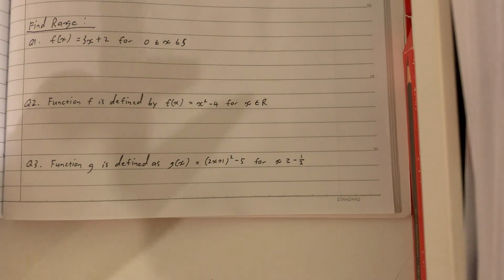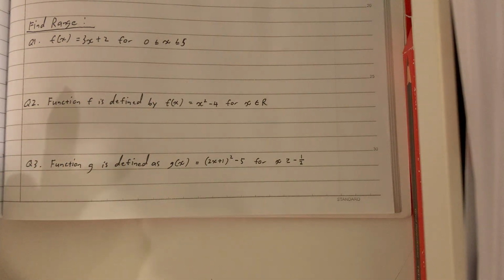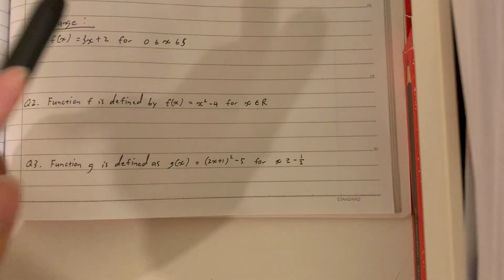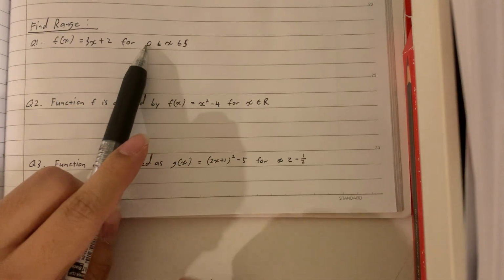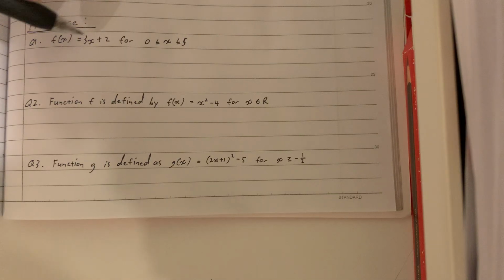So in order to find our range, and in general our range is the minimum and maximum number we get from our domain, right? So look at this question, right? So we sub in our minimum value into our function.